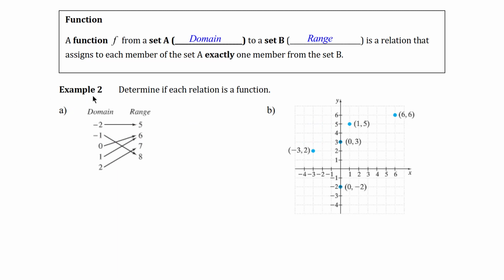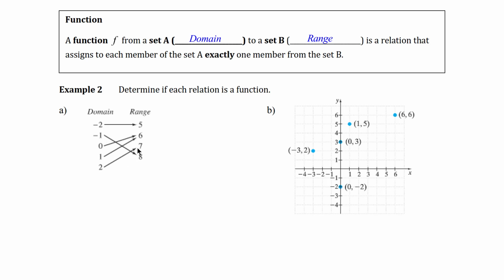For example number 2, determine if each relation is a function. For part A, under domain, we have the numbers -1, -2, 0, 1, and 2. Under range, we have the numbers 5, 6, 7, and 8. The correspondence between the domain and range: we have -2 going to 5, -1 going to 8, 0 to 6, 1 to 6, and 2 to 7.